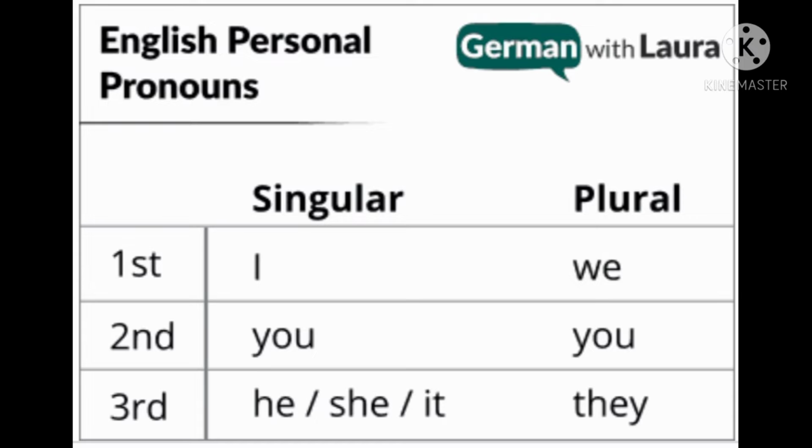So personal pronouns can be used in three different categories. First person singular is I and plural is we. Second person singular and plural both are you. Third person singular is he, she, it, whereas the plural one is they.